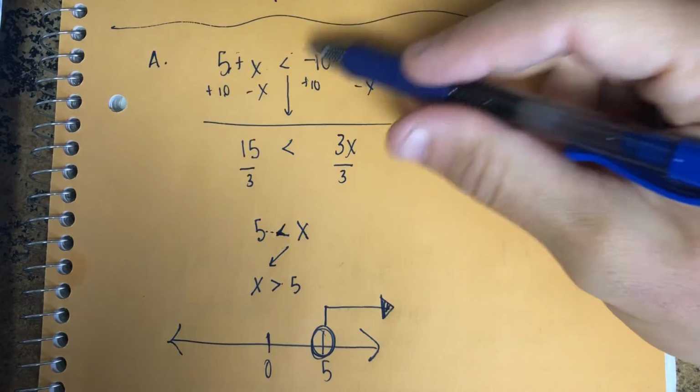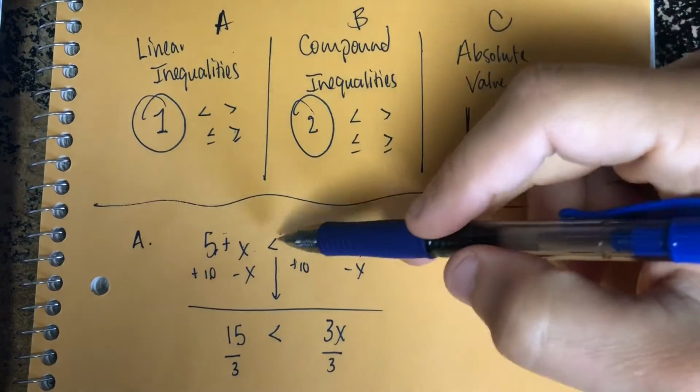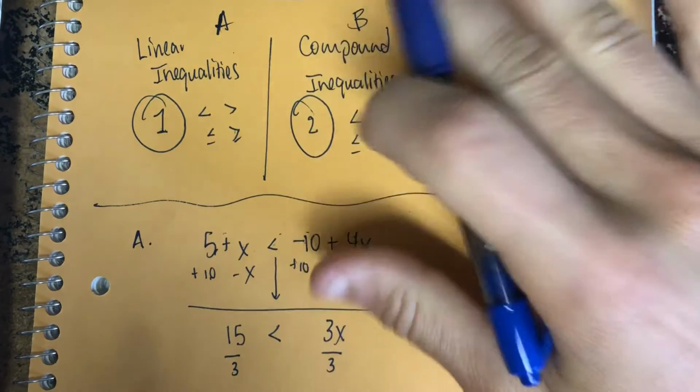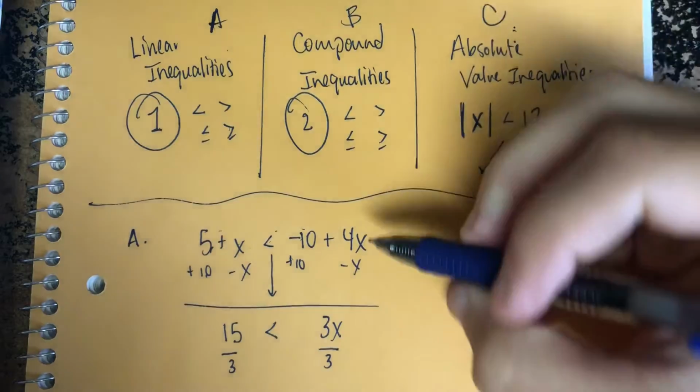A lot of people I'm seeing, you're starting to submit those assignments. You're taking these single linear inequalities and you're splitting them up. No, no, no, no. That is only for absolute value inequalities, okay?